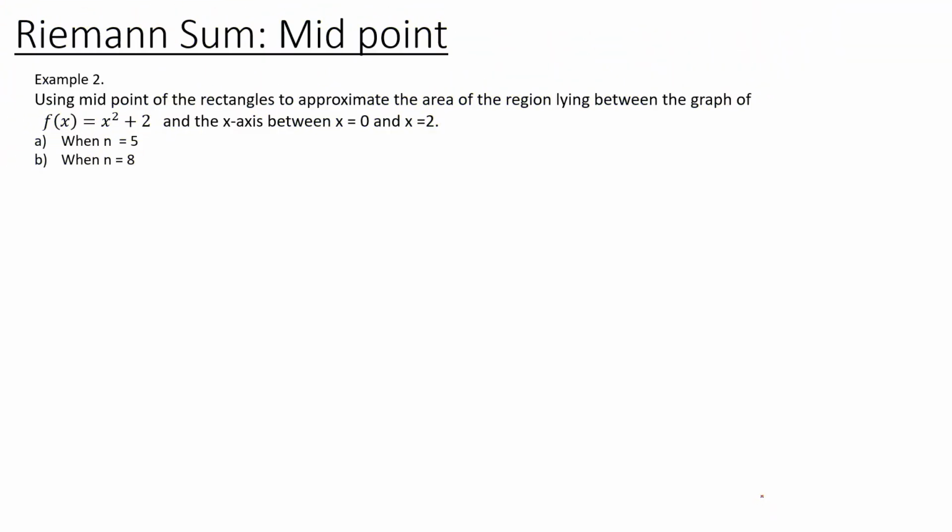Now next example. In this example, we want to find the midpoint area for two different numbers of rectangles. When n is equal to 5, they're using 5 rectangular shapes. B is when you're using 8 rectangular shapes. So instead of doing them separately, we're going to solve the entire area in terms of n and substitute those values in, where n for A will be 5, and for B, n will equal 8.